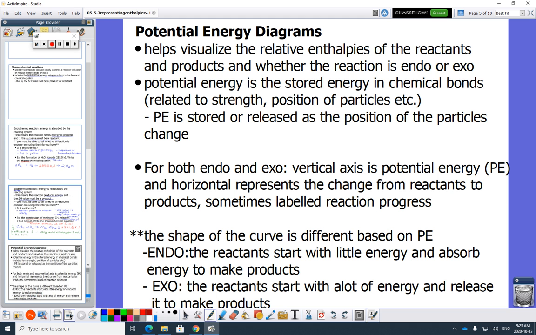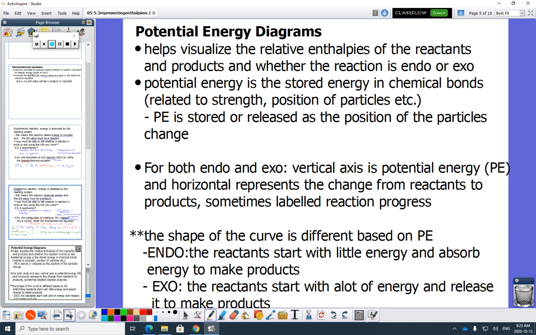So we're going to show potential energy, because potential energy is the energy stored in chemical bonds. And of course, that's what we're talking about. When the bonds are broken, does that require a net absorption of energy, or is there a greater release of energy? And so when the potential energy is either stored in the bonds, like absorbed, or released, then we're going to visualize how the particles change.